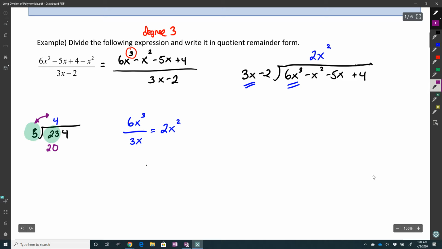We're going to do the same thing. The 2x squared that we just wrote, I'm going to multiply it to the outside. So this becomes 2x squared times 3x minus 2. And I'm going to write the answer to that underneath. So this is 6x cubed minus 4x squared. I'm going to write that underneath.